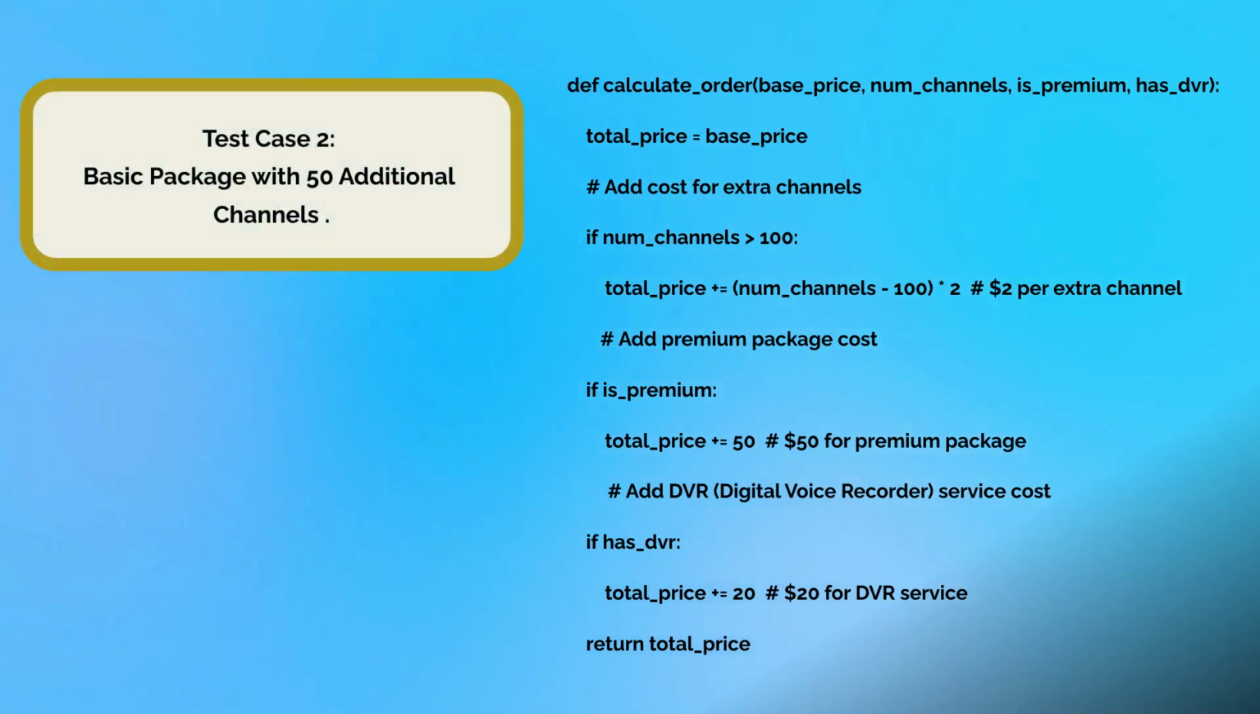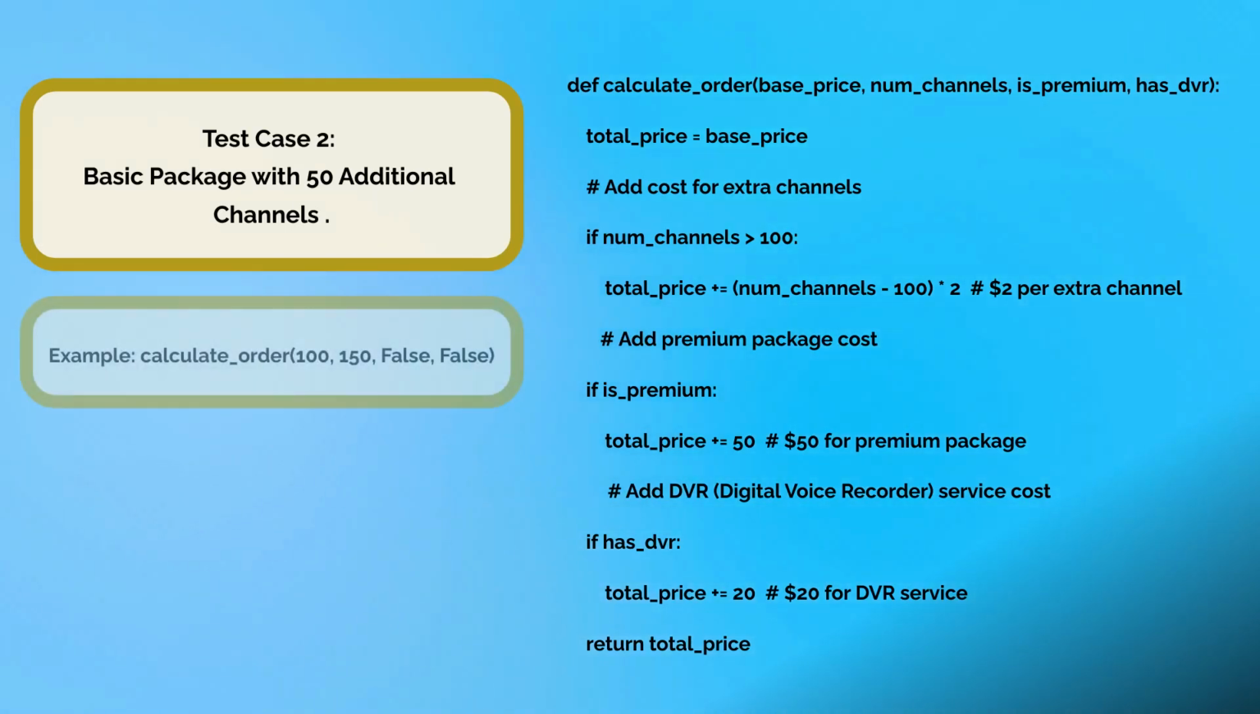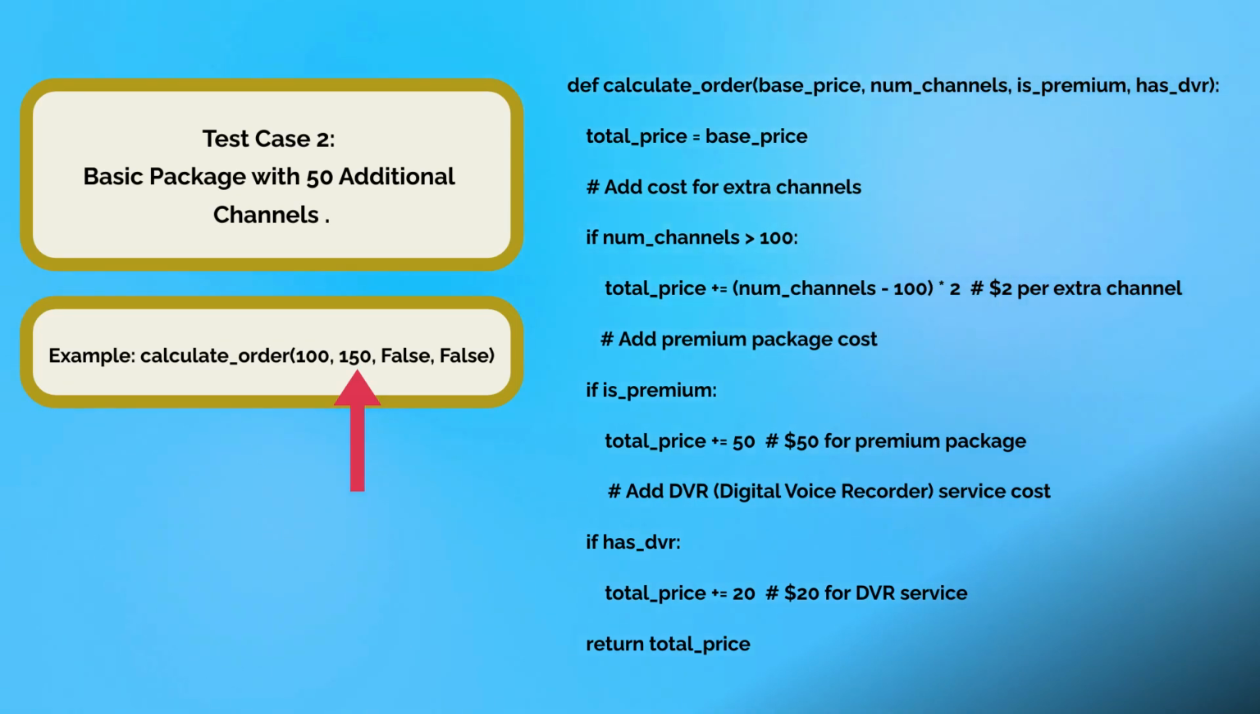Test case 2 is a basic package with 50 additional channels. And here is the test calculation. You may have noticed there are now 150 channels included in the cost calculation. That's 100 in the base price plus 50 additional channels. At $2 per channel, the cost is now an extra $100.